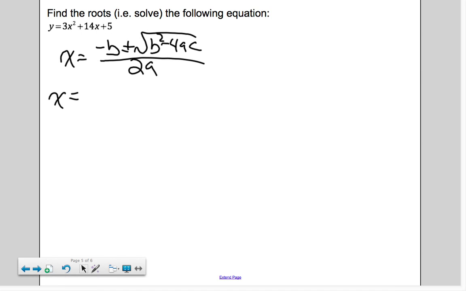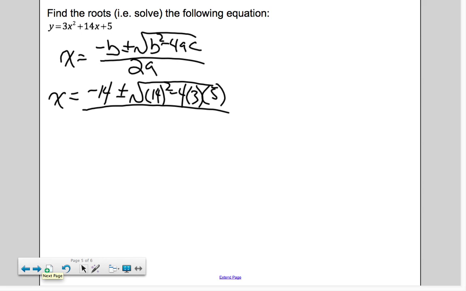So what's my value of b here? 14. So minus 14 plus or minus the square root of 14 squared minus 4, where the value of a is 3 and the value of c is 5. Do we have to memorize this formula? You could derive it yourself, because we went through that, or you can just memorize it. Then 2 times a is 2 times 3.